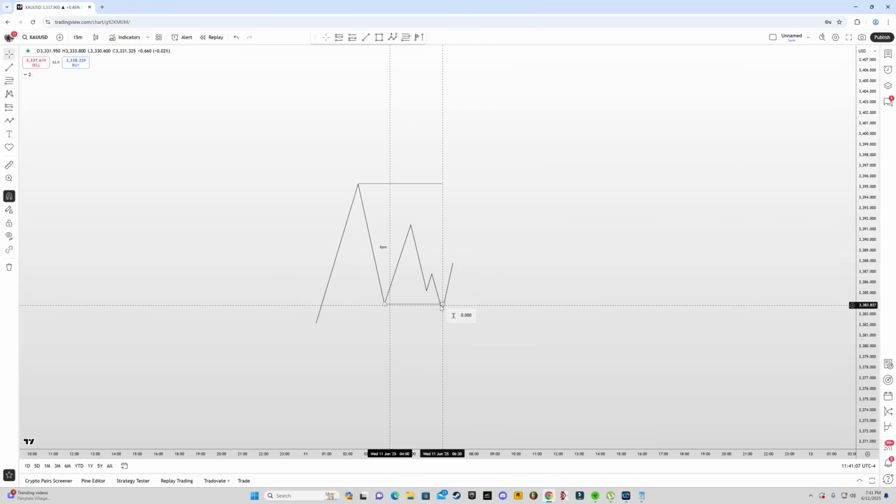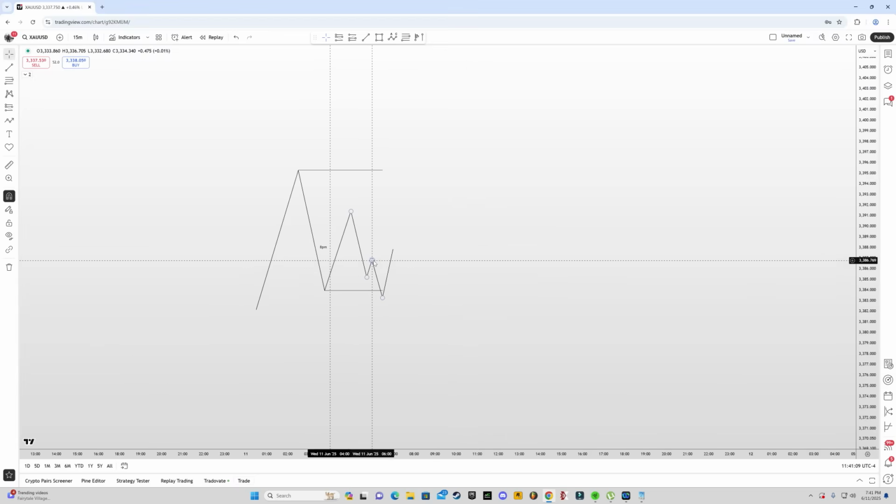Now, this is very crucial. What is displacement? As soon as you get a liquidity sweep, you want to see instant recovery to the upside, breaking structure, and also leaving behind a fair value gap.